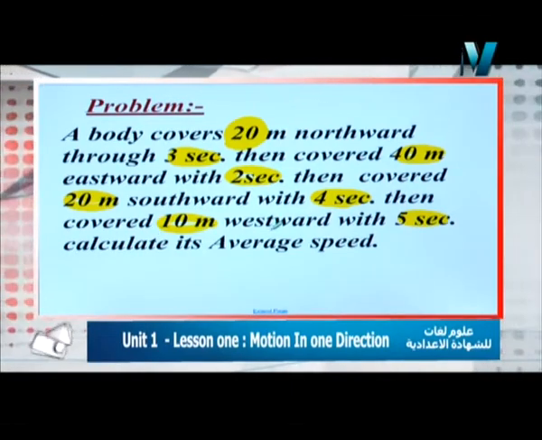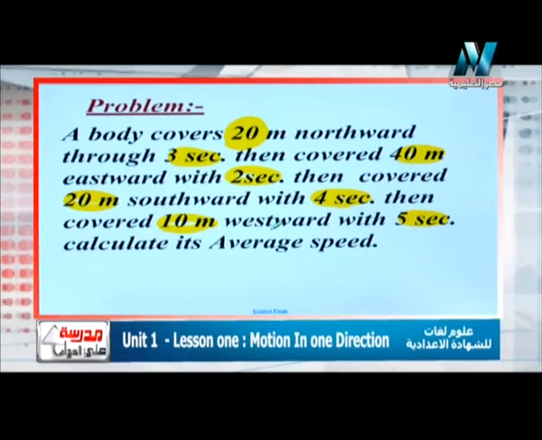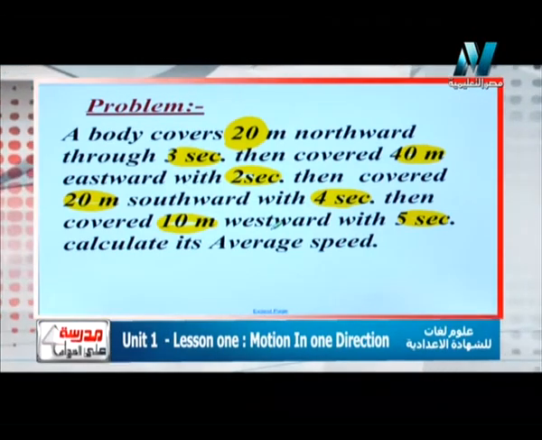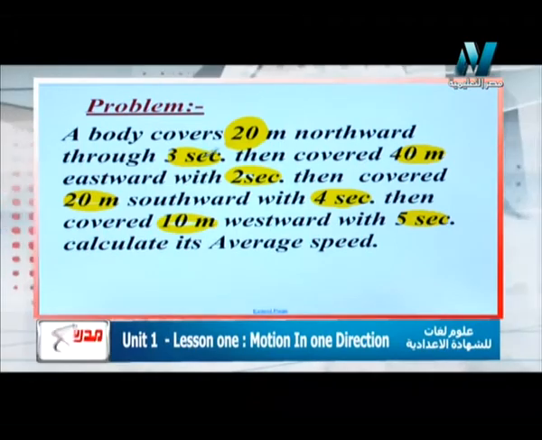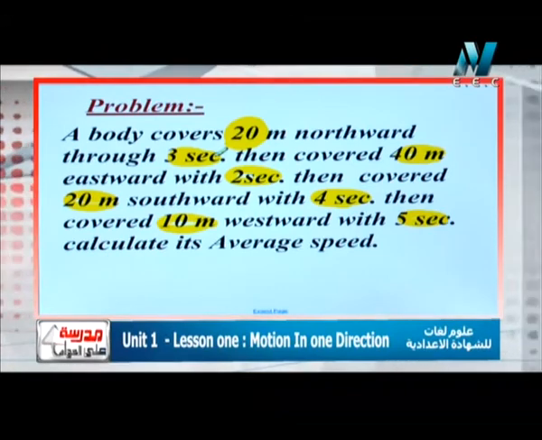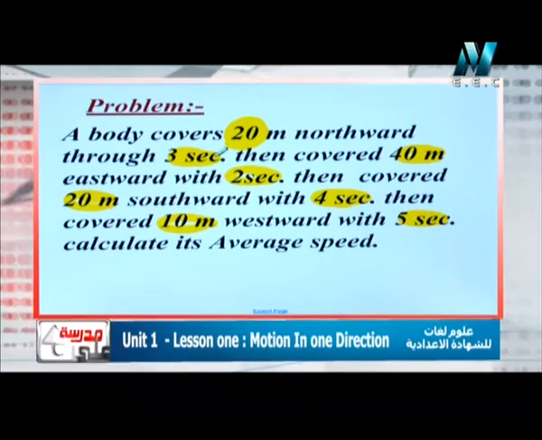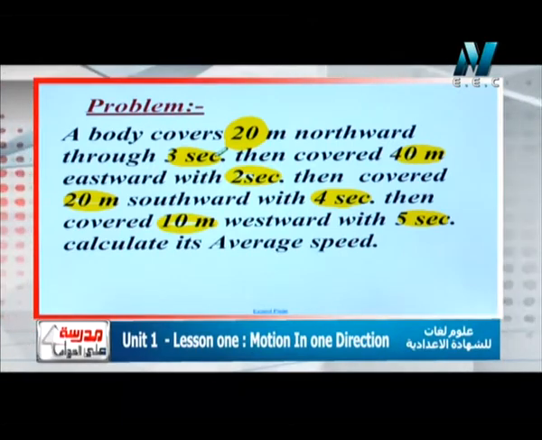خلي بالنا لازم الأول we should take care about the measuring unit. As the measuring unit of distance is meter, the measuring unit of time is second. Here in this problem, all distances in meter and at the same time all times in seconds. اوكي يبقى مظبوط. The next step الخطوة الثانية we should draw the problem.